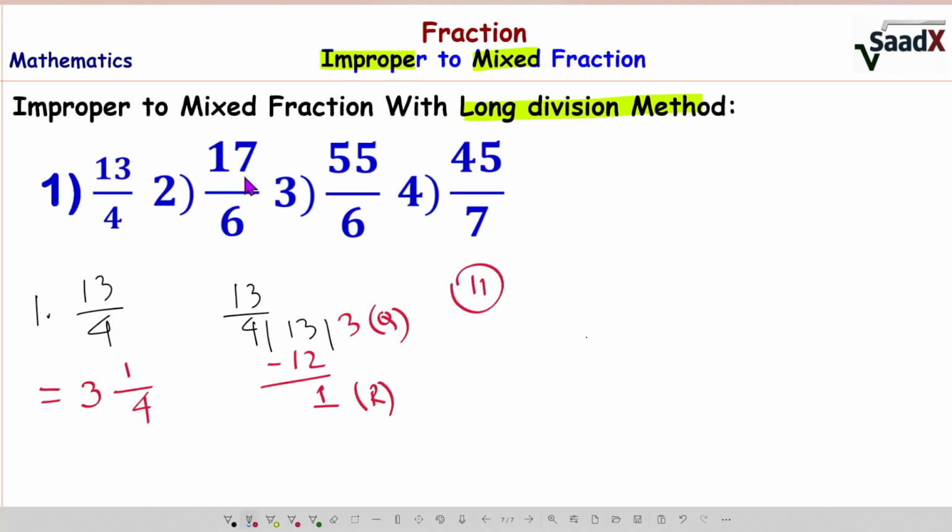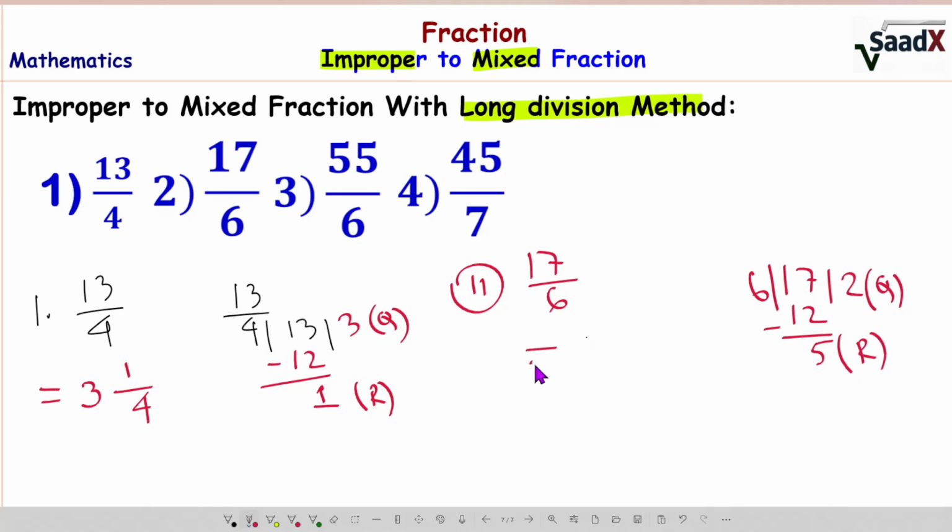Number 2 is 17 by 6. Once we divide 17 by 6, 6 times 2 is 12, and 17 minus 12 is 5. So 2 is the quotient, 5 is the remainder. So we can write 2 then 5 by the denominator, which is the same, 6, right?